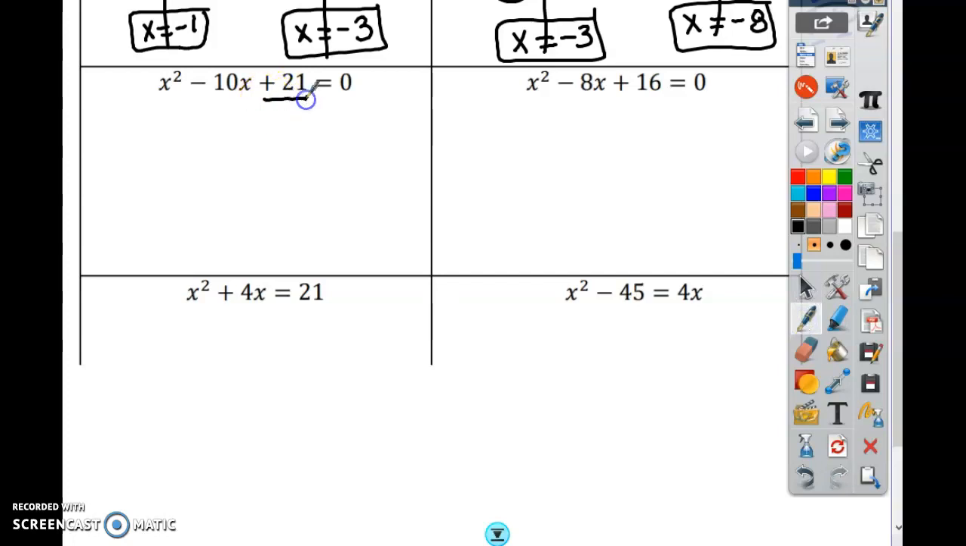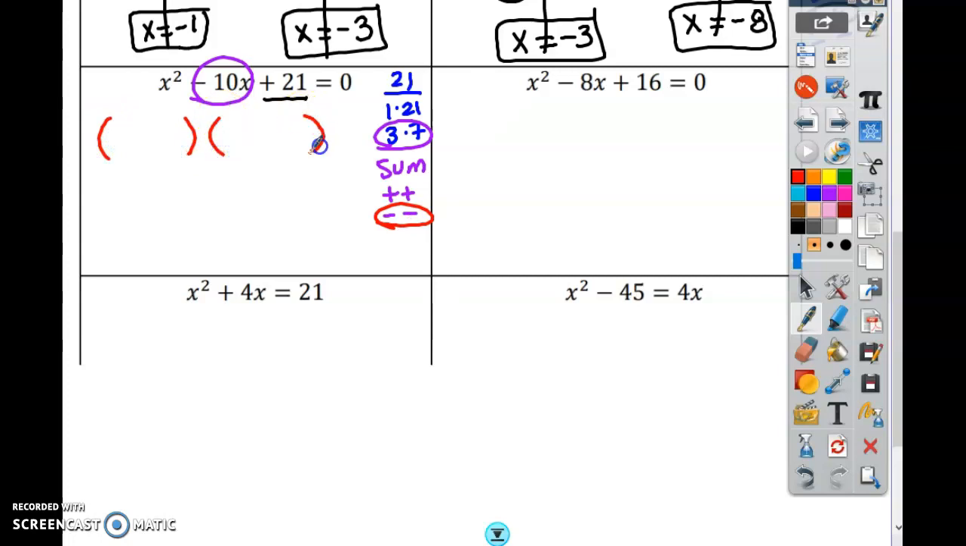I need numbers that multiply and give me 21. That's 1 times 21 and 3 times 7, right? Which one gives me a sum or a difference of 10? 3 and 7, and it's a sum. If I add those two, it gives me 10. So they're either both positive or both negative. Well, this is a negative, so they both have to be negative. So when I do my factors, x minus 3 and x minus 7.